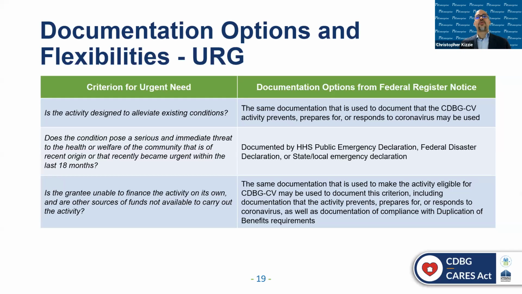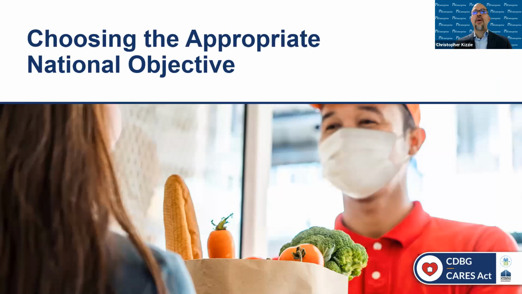And then finally, the 3rd question, is the grantee or unit of general local government unable to finance this activity on their own and other funding sources are not available? In answering this question, given the extreme pressure on local and state government budgets, documentation of tieback to COVID-19 and compliance with the duplication of benefit requirements, showing that no financial assistance has been received or is available to pay costs may satisfy this requirement. All right, next slide, please. And now I will turn it back to Rudy, who will discuss options for choosing the appropriate national objective.